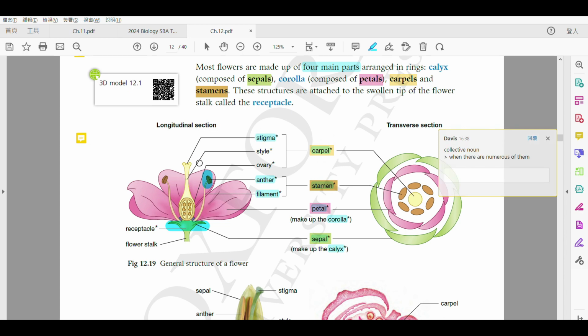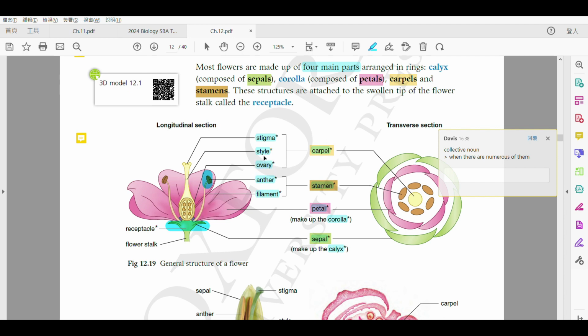The uppermost, we see stigma, read it, stigma. And then in between there is a stalk, like a stick, we call it a style. And the last one, this one is a more familiar word. The bottom of this carpel, we call it ovary.